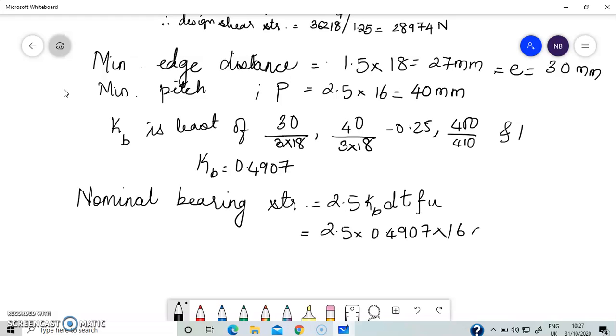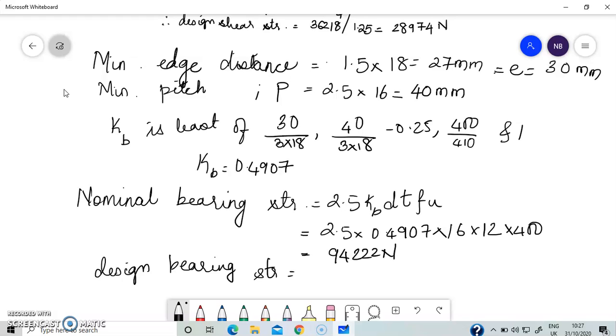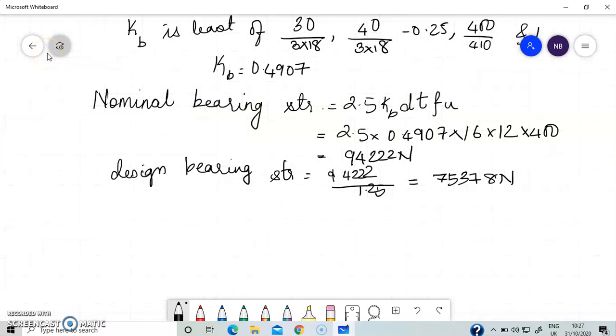Nominal diameter is 16, the minimum thickness is 12, and this is 400, which gives 94222 Newton. So the design bearing strength will be the nominal bearing strength divided by the partial safety factor of 1.25, and the value of design bearing strength is 75378 Newton.